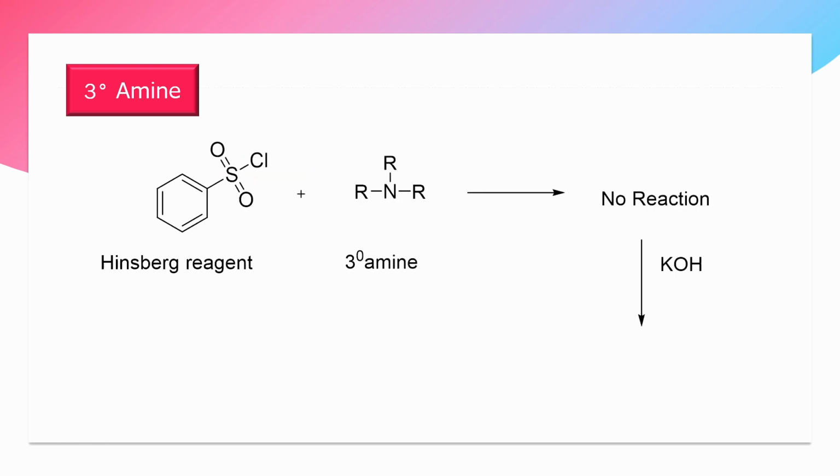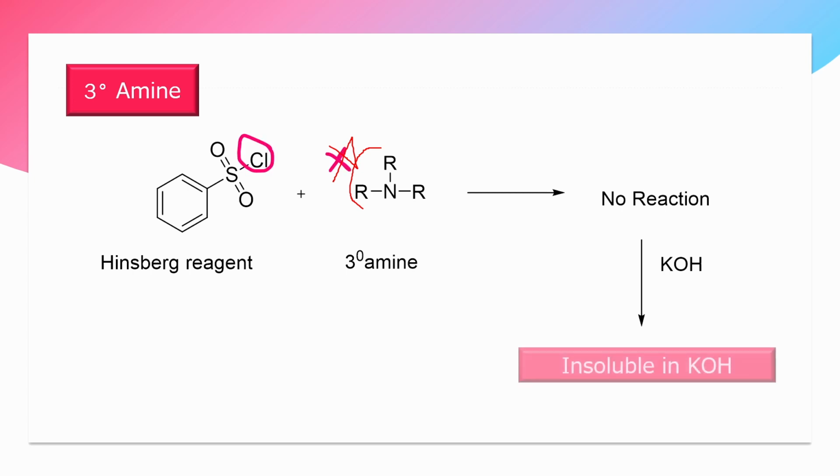Third is the 3 degree amine. So we can see here that there is no hydrogen at all to react with the Cl. So there would be no reaction at all, and it would be pretty obvious that the compound would also be insoluble in KOH. So this was the Hinsberg reagent test.